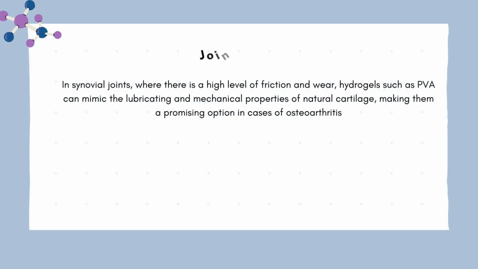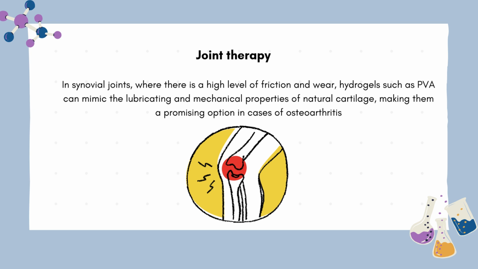We also find joint therapy in synovial joints, where there is a high level of friction and where hydrogels such as PVA can mimic the lubricating and mechanical properties of natural cartilage, making them a promising option in cases of osteoarthritis. A specific example is the GelStix implant, which is currently in phase 3 clinical trials.